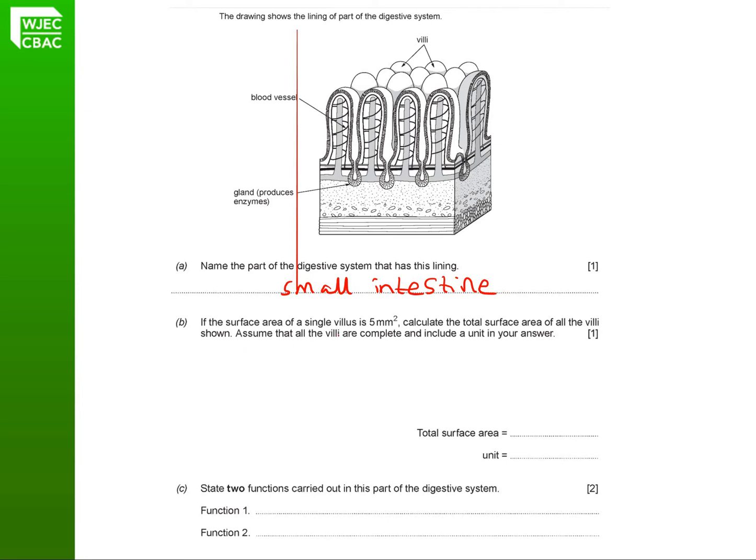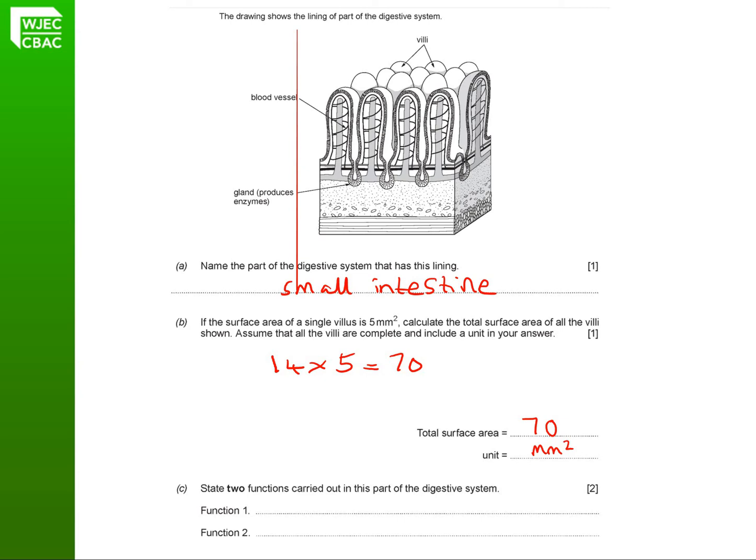If the surface area of a single villus is 5 millimeters squared, calculate the total surface area of all the villi shown. Assume that all of them are complete and include a unit in your answer. So if you count how many villi are in the diagram, there are 14. So 14 times 5 would give you 70. So your total surface area would be 70 millimeters squared. They will also accept 0.7 centimeters squared.